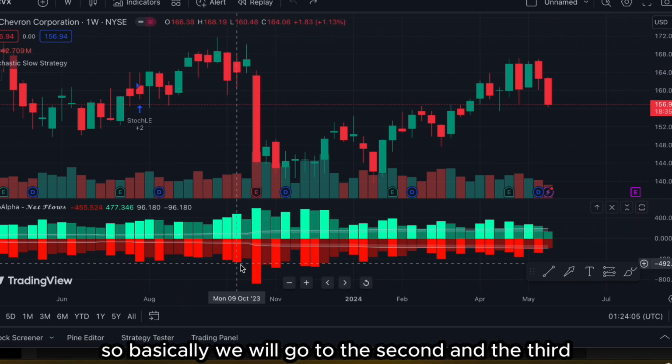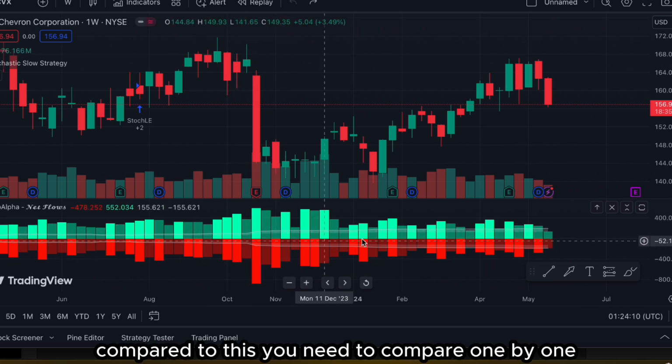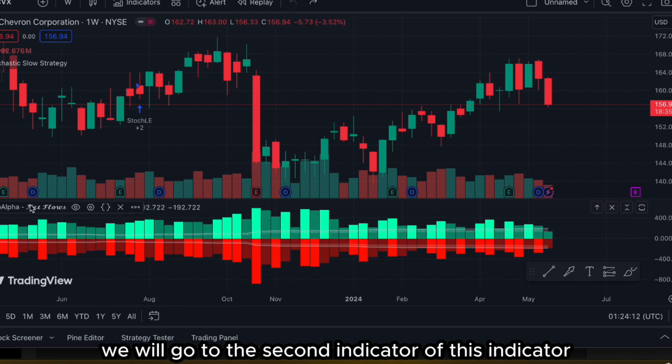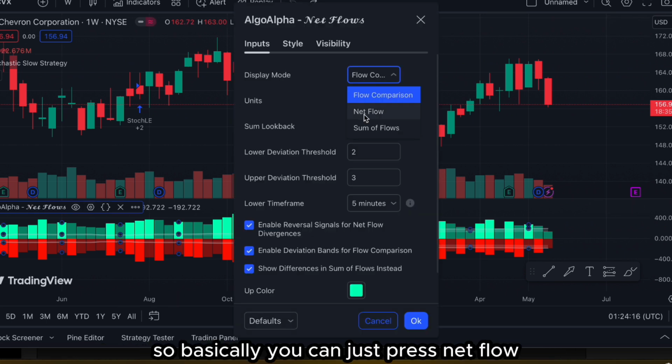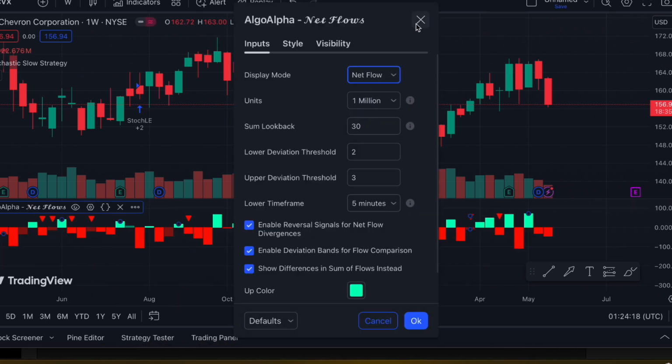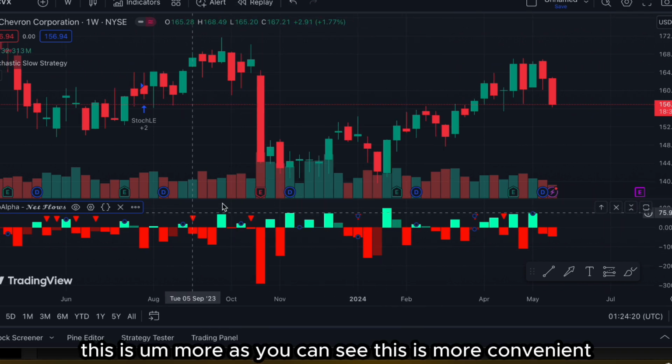So basically we will go through the second and the third. Compared to this, you need to compare one by one. We will go through the second indicator. Basically you can just press net flow. As you can see, this is more convenient.